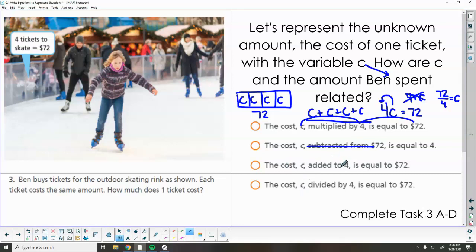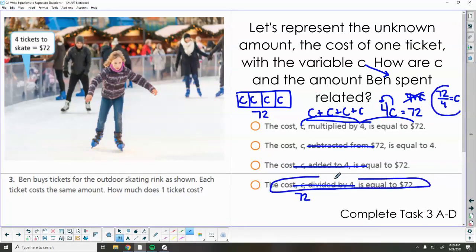The cost of C added to 4. So this is one ticket plus $4. That's not helpful. And we can't take a ticket and divide it by 4. We would have to take the total and divide it by 4. So this one doesn't match either. So we could divide, but this expression here is still not what we want. We want 72 divided by 4 or C times 4. So the only one that makes sense of these words is this first one here. We're taking C, multiplying it 4 times to equal 72.